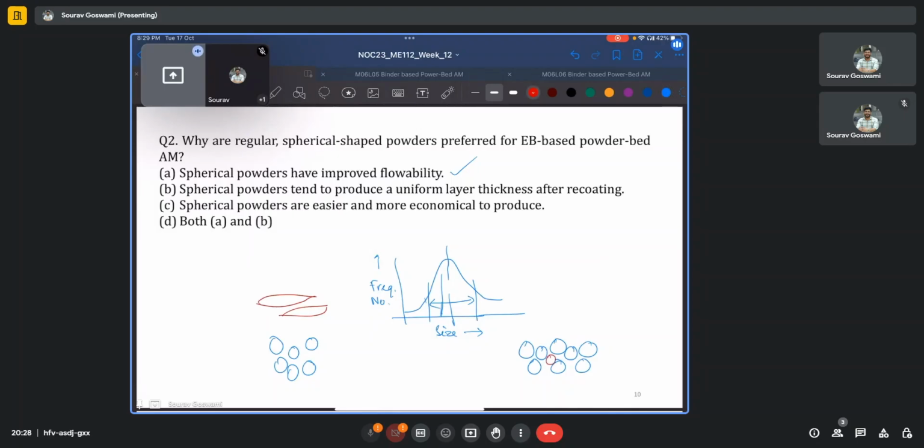We also need smaller particles to fill in these regions, as well as in certain regions we need larger particles, and thus a synergistic combination of all of these will produce a uniform powder layer. However, to ensure the high degree of sphericity of the powders, the quality control and the processing has to be very rigorous, and thus they are costly to produce. They are definitely not very economical, and neither are the processes very easy. So this option is incorrect. Thus, both option A and B are suitable.